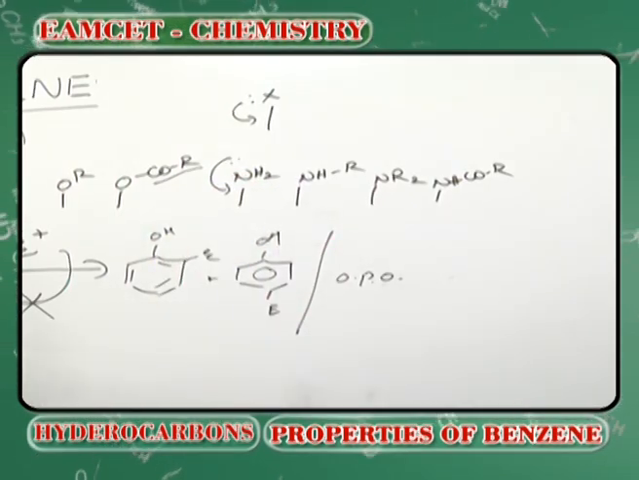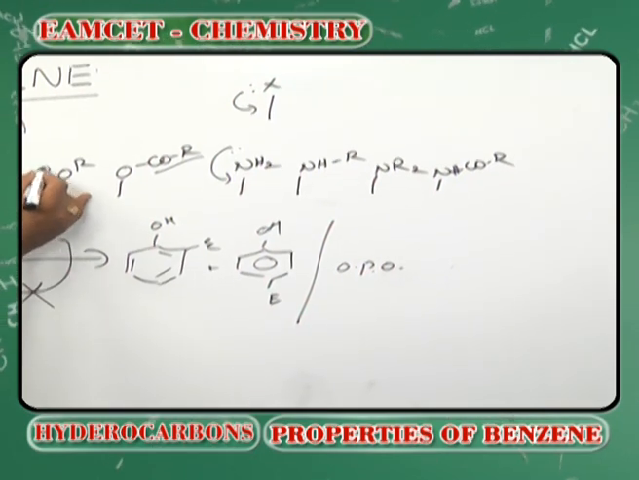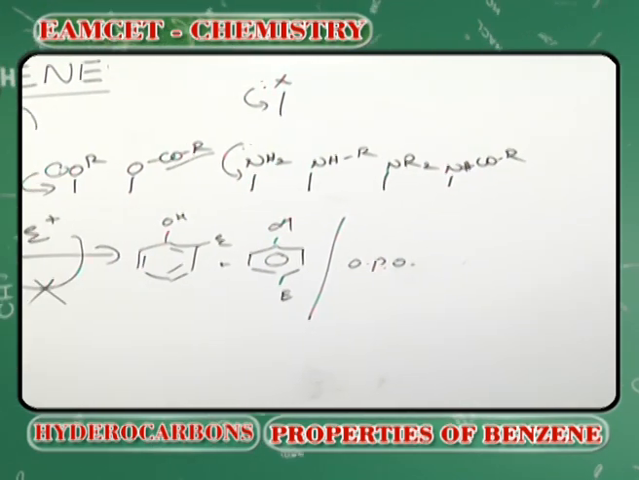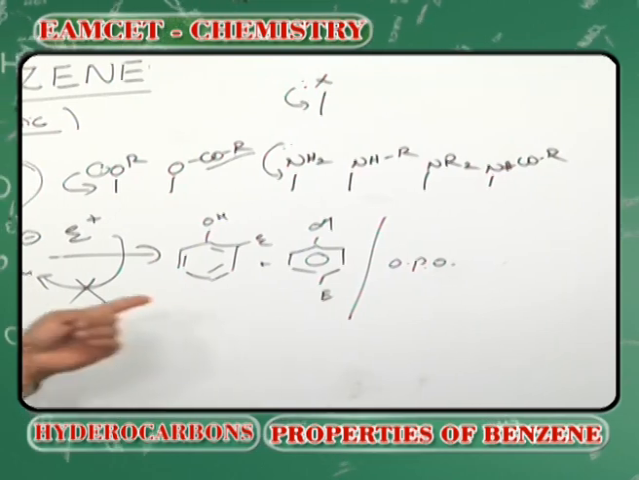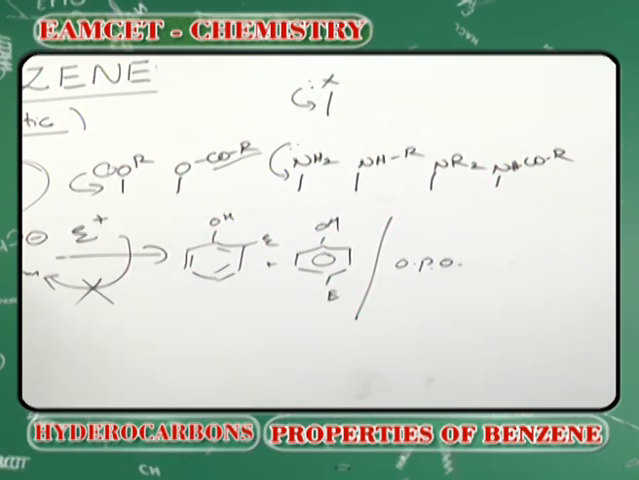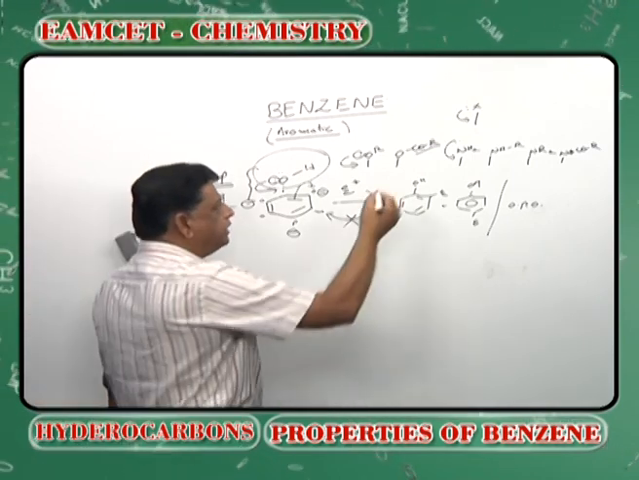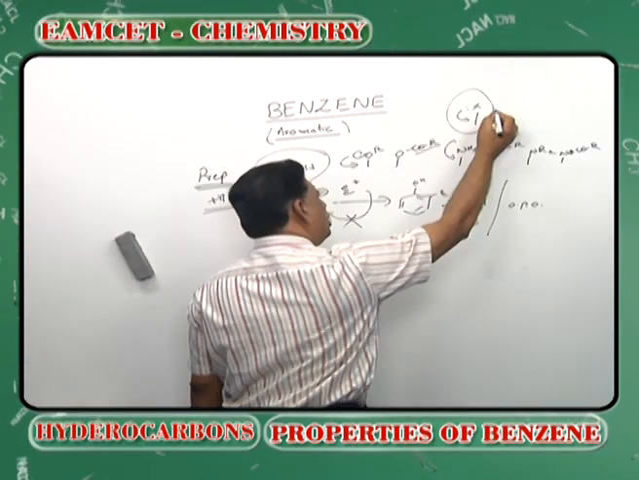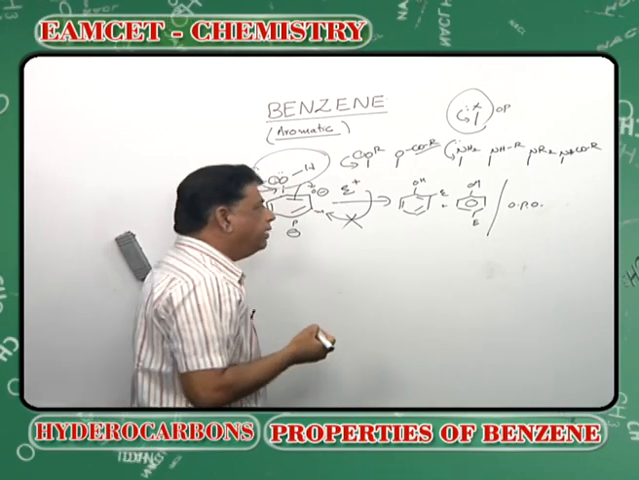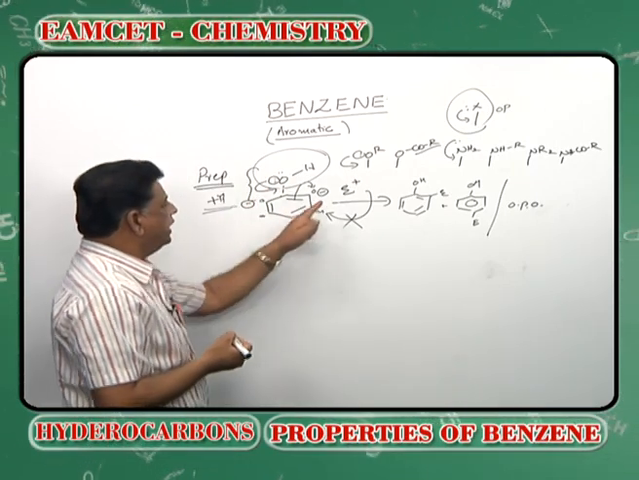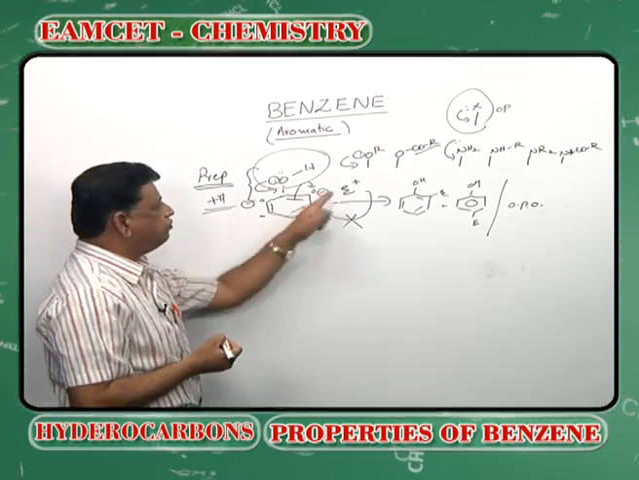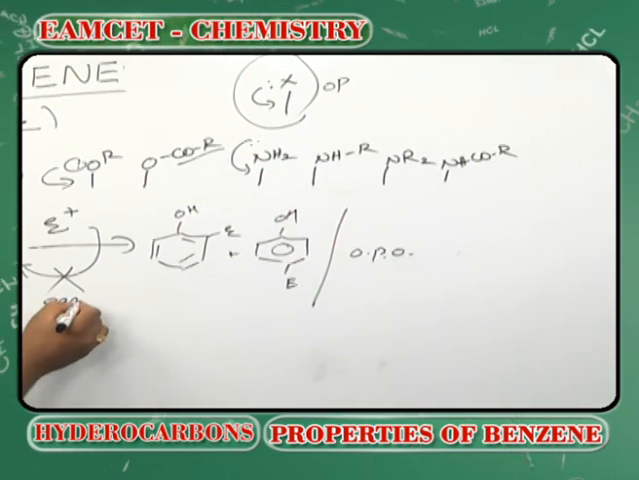What is the identification mark here? All the groups which have an attached group with a lone pair show plus M effect and direct to the ortho para. That is the similarity in all these groups. All this directs to the ortho para. But the halogen has one exception. This is also ortho para, isn't it? But all these groups increase the negative charge, therefore, the reaction will become easy.